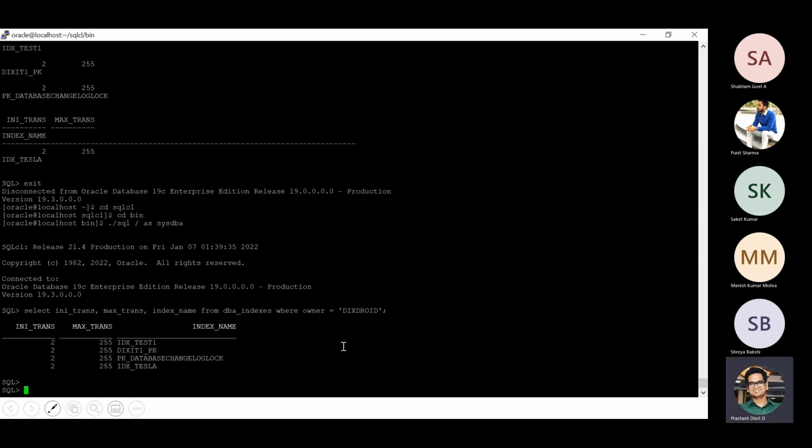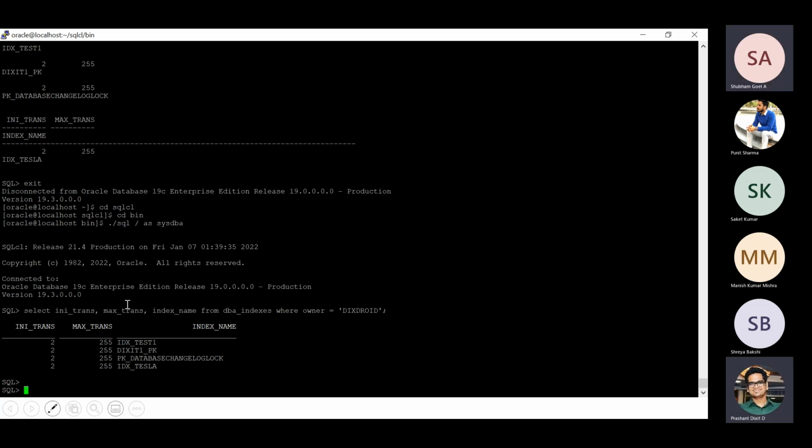Now, if you see the initial transaction slot is 2, right? For example, if you specify 10, then 10 ITL slots are created on the block, and that guarantees the slot for 10 transactions. The moment the 11th transaction needs to extend the ITL list, or wait if that's not possible, then you'll face the problem. As simple as that.